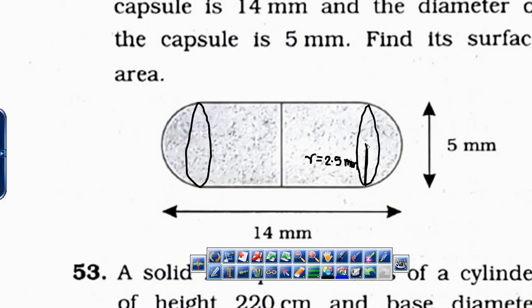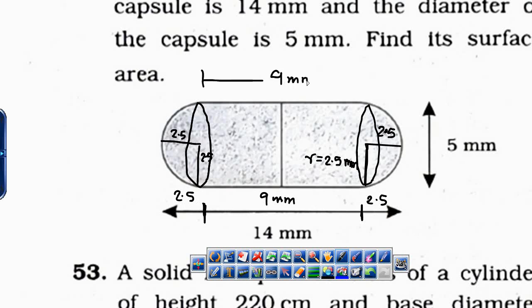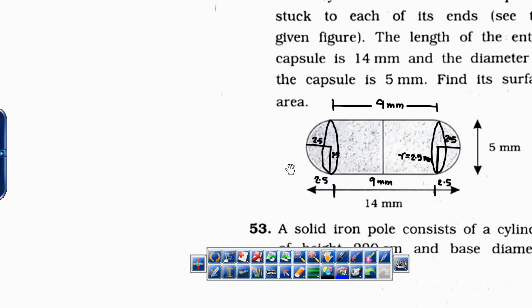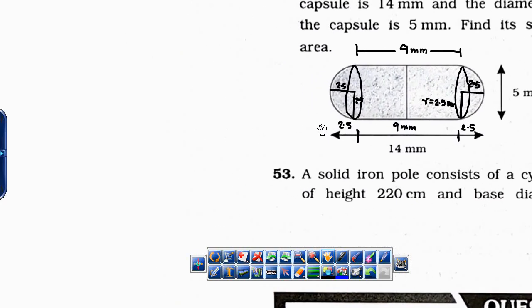So this distance is also 2.5 mm. This distance is 2.5 mm. This distance is also 2.5 mm. So from this 14 mm, till here 2.5 mm, till here 2.5 mm, so from 14, 5 goes. 9 mm is this cylinder's length that you have to calculate on your own. Once you do the operation of this figure, the question is to find its surface area.